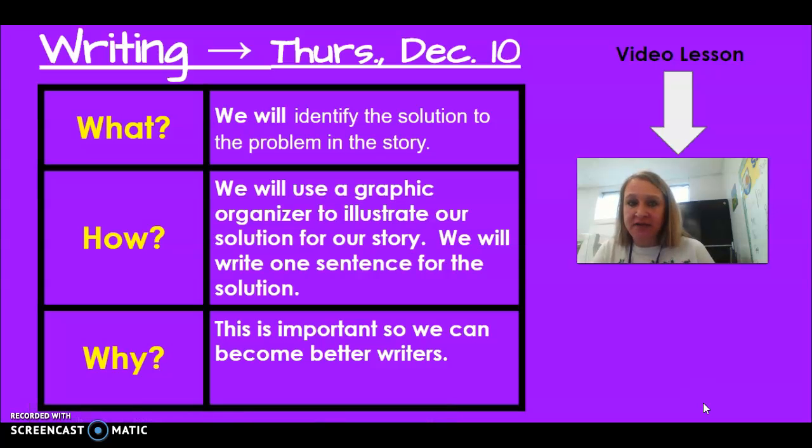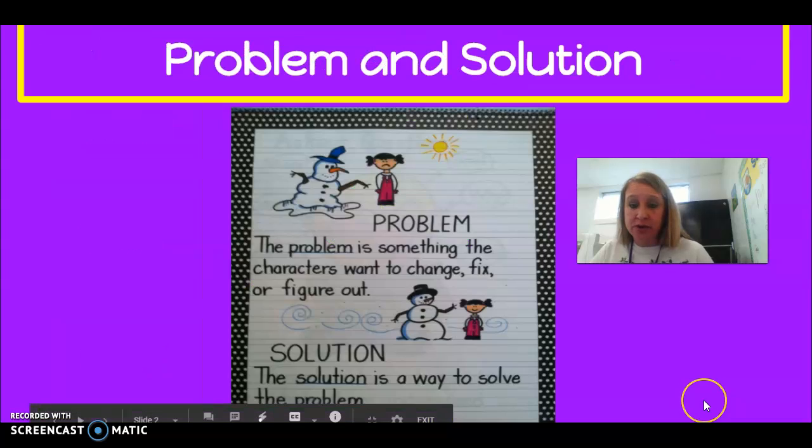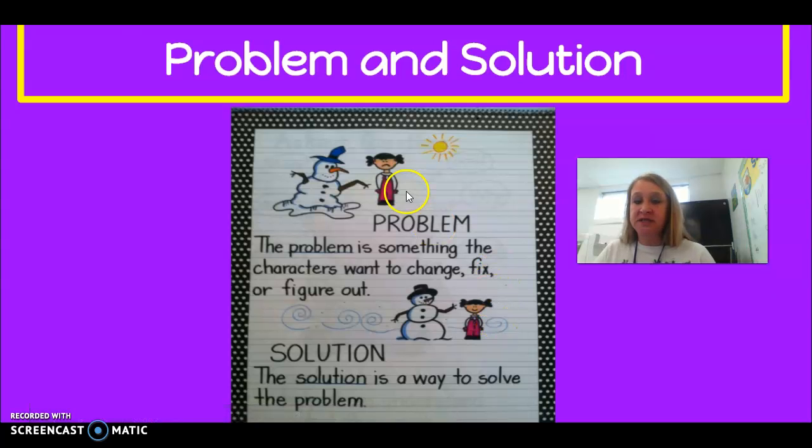Today we will identify the solution to the problem in our story. We will use our graphic organizer to illustrate our solution, and then we will write one sentence for the solution. This is important so that we can become better writers. Remember that the problem is something that the characters want to change, fix, or figure out, and the solution is a way to solve that problem. So it has to be something that helps them solve their problem.